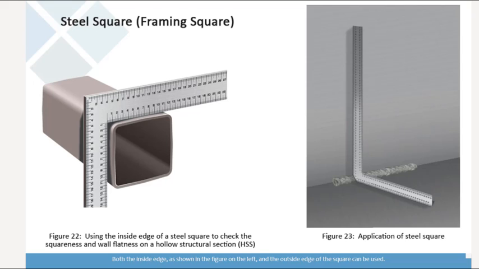Both the inside edge, as shown in the figure on the left, and the outside edge of the square can be used. A typical application would be checking the angle between two plates fillet welded together, as shown in the figure on the right. Note that for such uses, the corner of the square is clipped to clear the fillet weld as shown in the figure. If a square is modified in any way or if it has been dropped, it must be checked before trusting its accuracy.